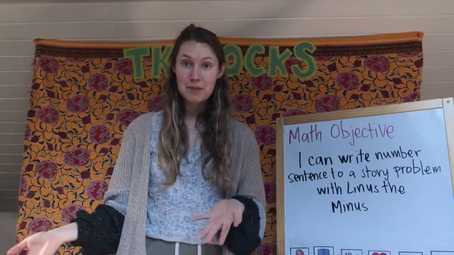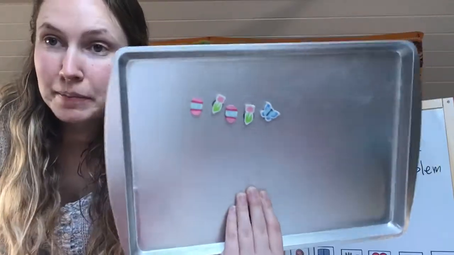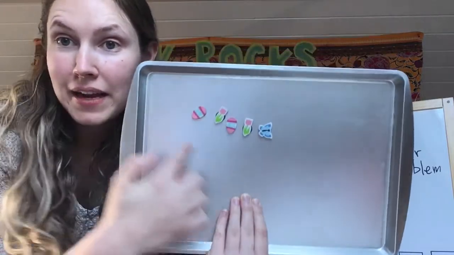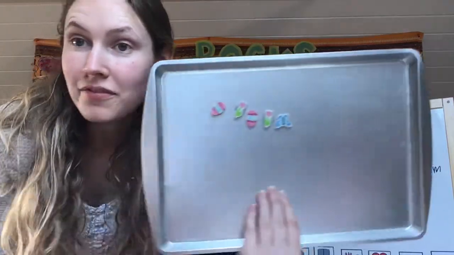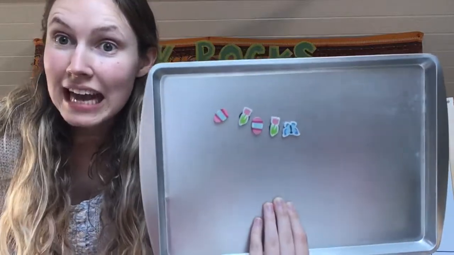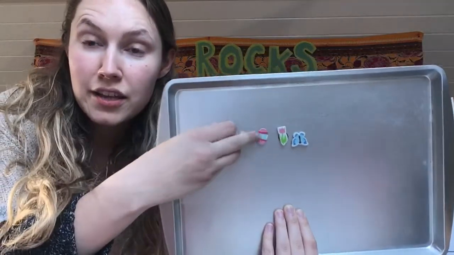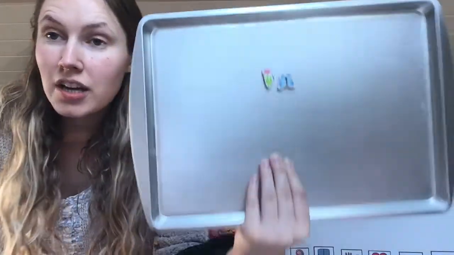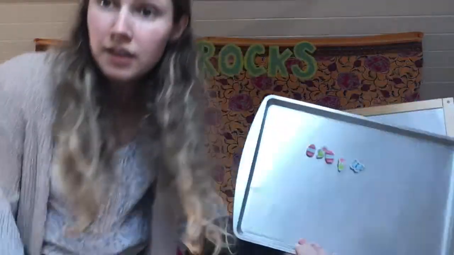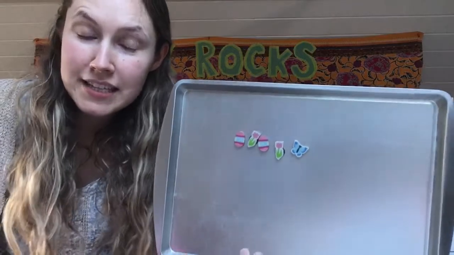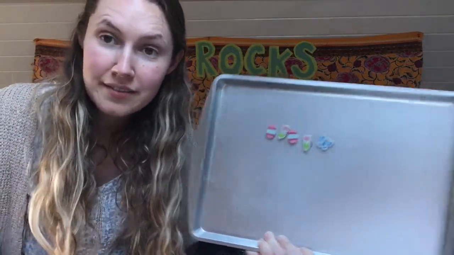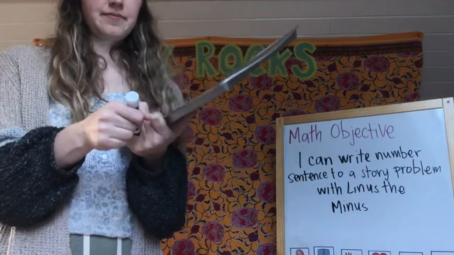So let's do an example here. So here's an example of our story problem. I had 5 things in my garden. Some Easter eggs, some flowers, a butterfly. Linus the Minus took away 3. How many things are left in my garden? So if I wanted to write a number sentence for that, I would need to think about how many things did I start with in my garden? And I had 5.